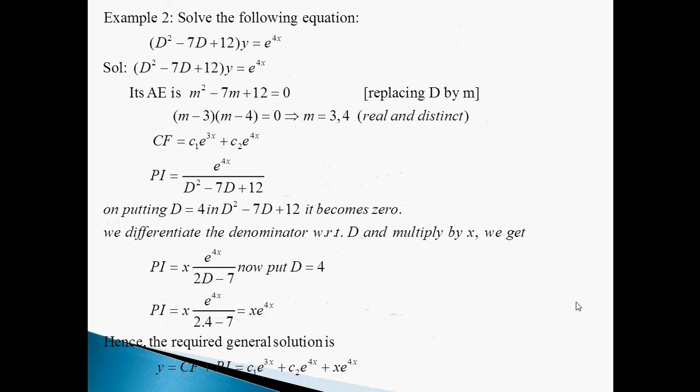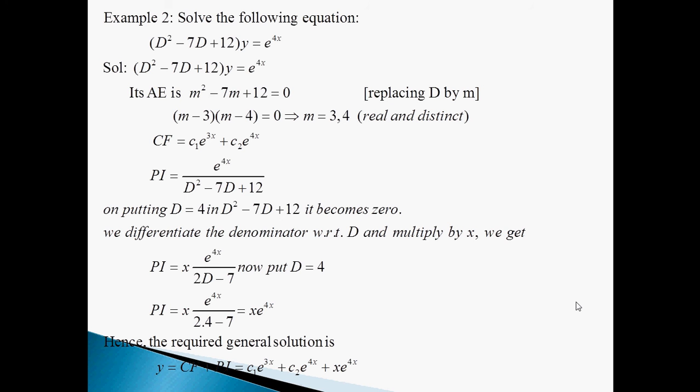Now we take another example, (D square minus 7D plus 12)y equal to e to the power 4x. Its auxiliary equation is m square minus 7m plus 12 equal to 0, replacing D by m. Find the roots of this equation: (m minus 3)(m minus 4) equal to 0, and the roots are 3, 4, real and distinct. So we apply the formula for real and distinct roots. The complementary function is equal to c1 e to the power 3x plus c2 e to the power 4x.